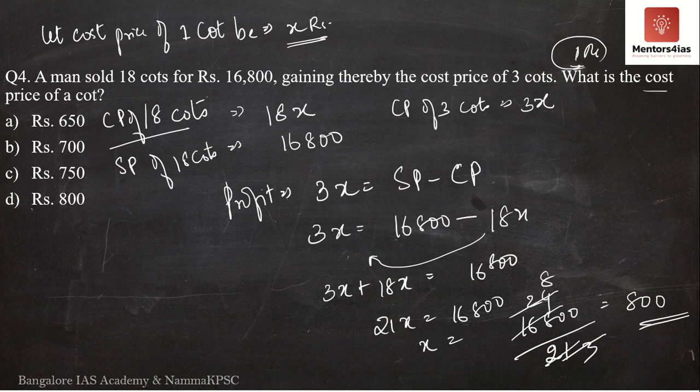Therefore, what is the cost price of a single cot? The cost price of a single cot, that is x rupees, is nothing but 800 rupees. Therefore, the correct option is option D. The correct answer is rupees 800.